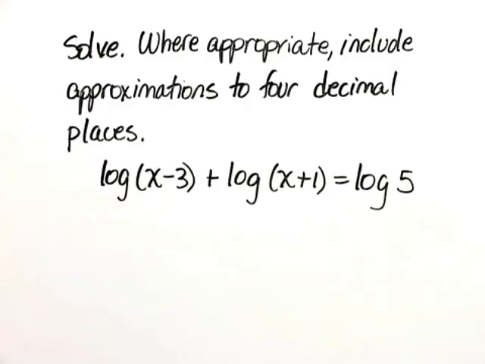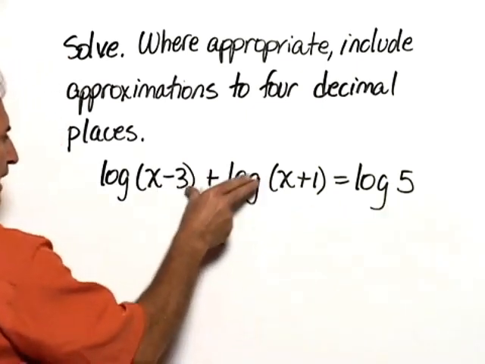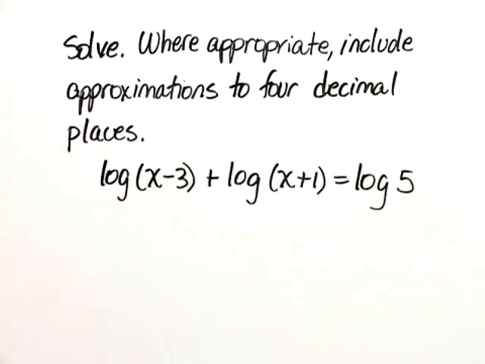Solve. Where appropriate, include approximations to 4 decimal places. Log of x minus 3 plus log of x plus 1 equals the log of 5. Well, since we have logs on both sides, let's simplify the left-hand side into a single logarithm.